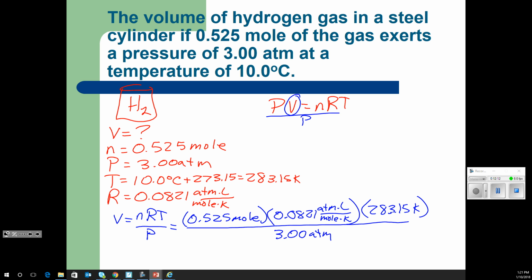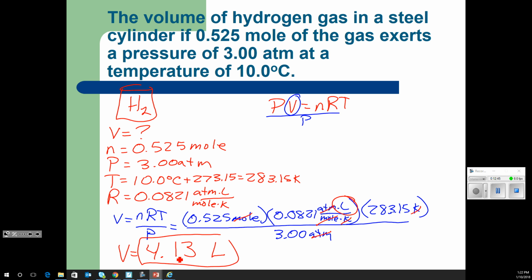Again, double check that my units cancel out: moles cancel, atmospheres cancel, Kelvin cancels, and we're left with liters, which is a volume. So I can go ahead and do my calculations, and it's 3 sig figs. Yes? 4.13. Do I have a second on that? You go too fast for everybody. Nobody can do it. There's a second. Okay.